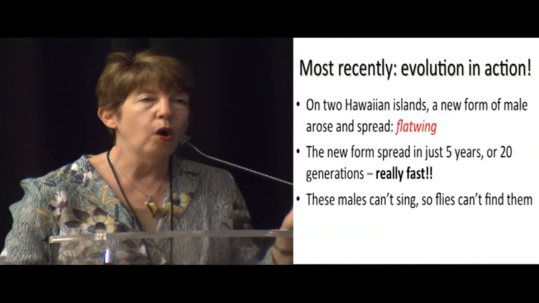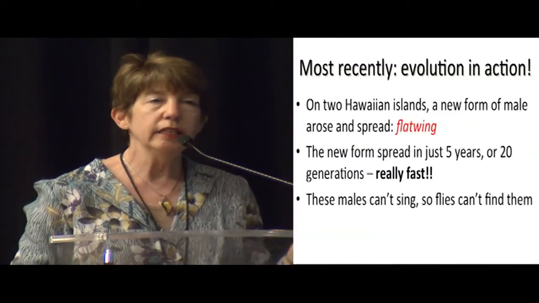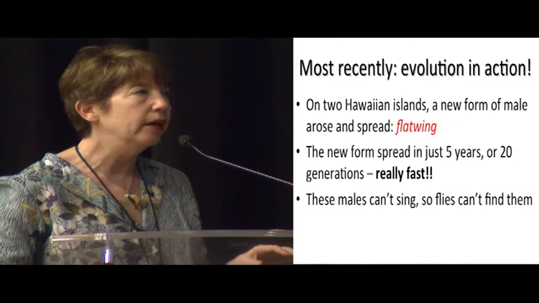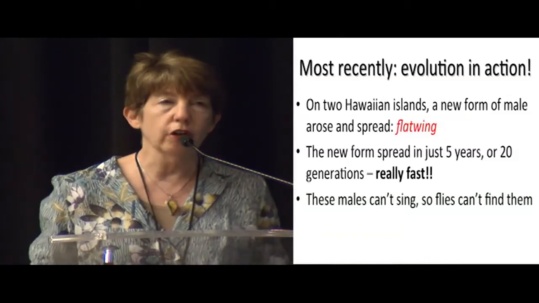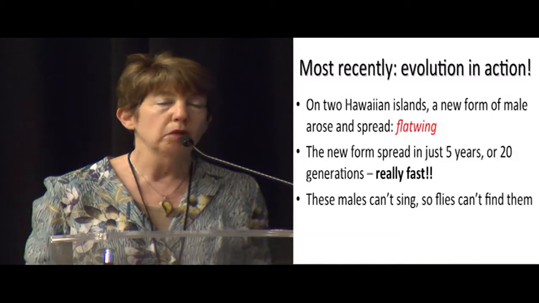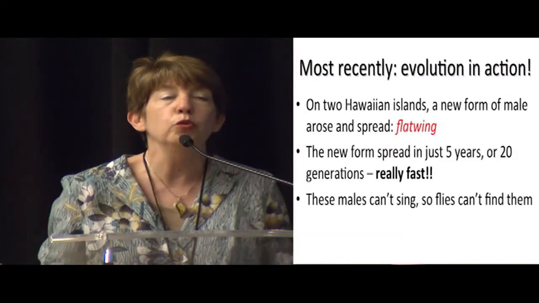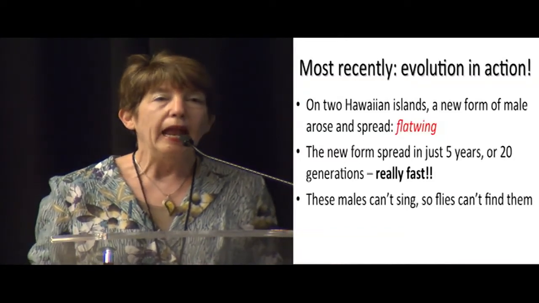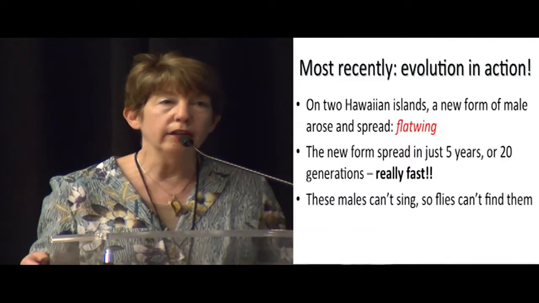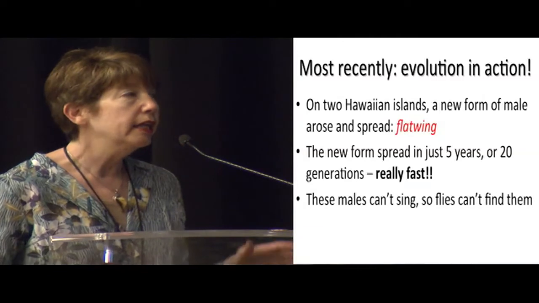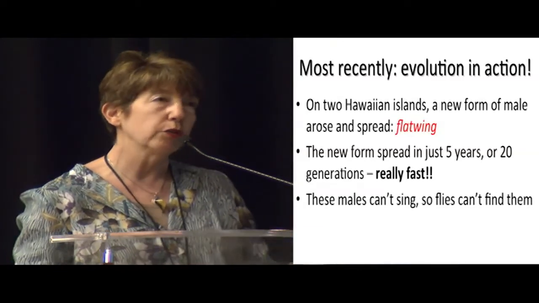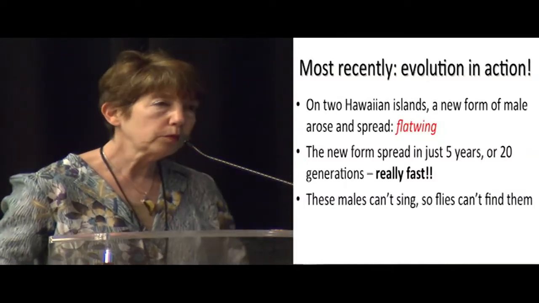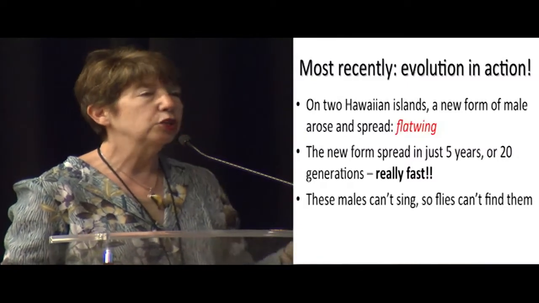Now, on two of the Hawaiian islands where we were working, we suddenly saw, and it really was suddenly, it happened just over a couple of years, a new kind of male that became really common, and I started finding them all the time, that turned out to be a genetic variant, a mutant, a male that had a different kind of gene that meant he couldn't call. And this new gene spread in the population really, really quickly. It spread in about 5 years, and the crickets have about 3 to 4 generations a year, and so that's how we calculate how evolution happens, is a number of generations, right, because you're passing stuff from the parents to their children. And this was about 20 generations.